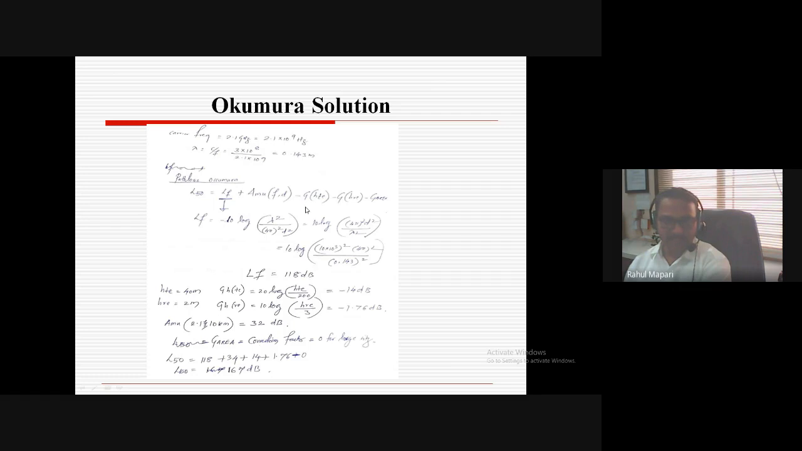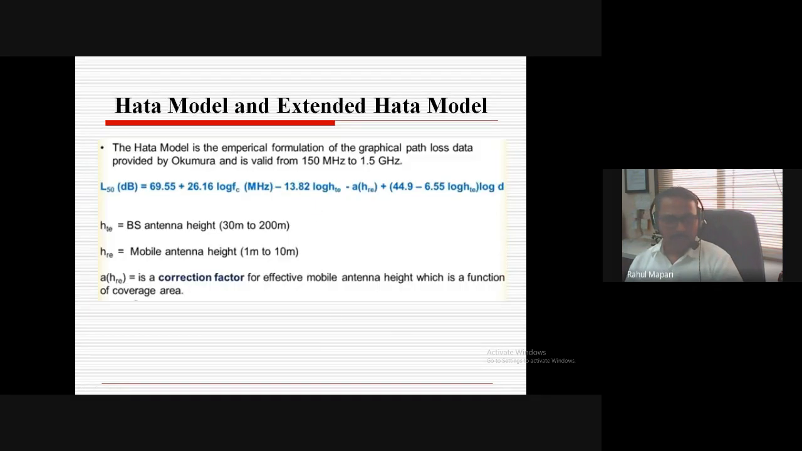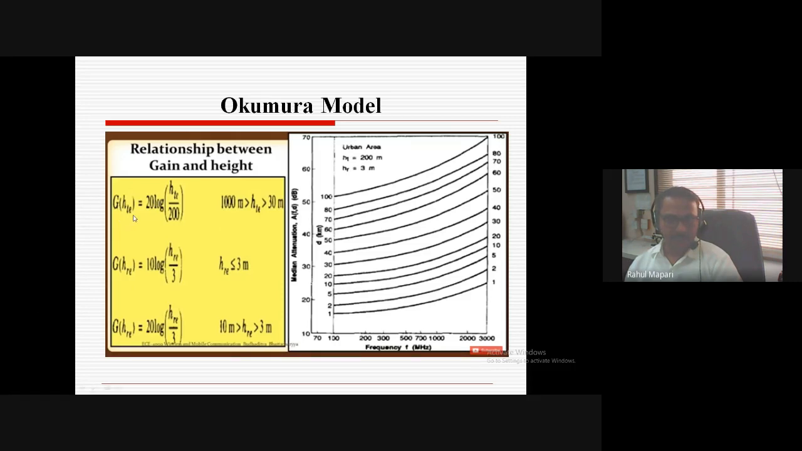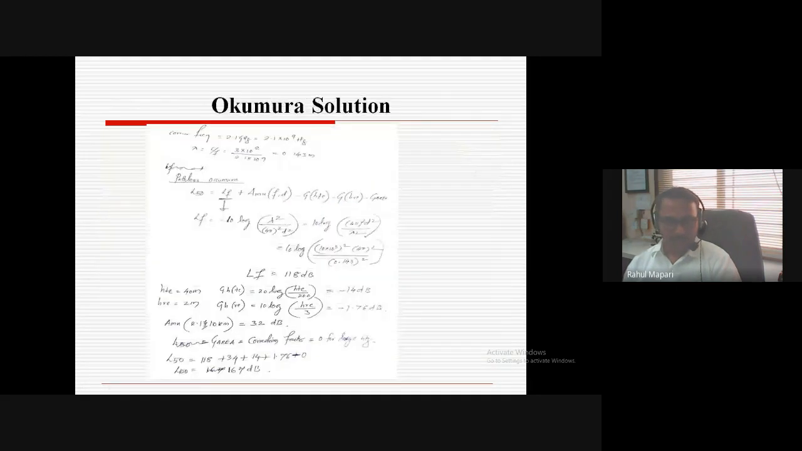Then the next term is to find G(hte) and G(hre). In the Okumura model, again this is somewhat a recap. These are the equations for G(hte) and G(hre), having two conditions. When hre is less than 3 meters. So what is the height of the receiving antenna? 2 meters. 2 meters means it is less than 3 meters. So for G(hre), you use this one, 10 log of hre by 3. Here hte is equal to 40 meters, hre is equal to 2 meters. Then G(hte) is equal to 20 log of hte upon 200. It gives minus 14 dB. And G(hre) is equal to 10 log of hre by 3. It gives minus 1.76 dB.